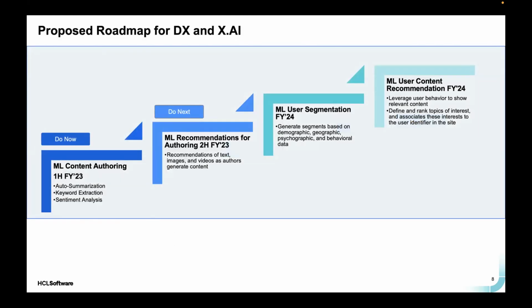So for our proposed roadmap for DX and x.AI, what we plan on doing now, for first half FY23, is the ML content authoring. So auto summarization, keyword extraction, sentiment analysis, the models that we'll show you today and the designs that we'll take you through. And then what we're currently working on, but is not part of that date, is the recommendations for authoring. So you'll get a sneak peek into a demo for that, not necessarily the designs, but a demo for the ML recommendations for authoring.